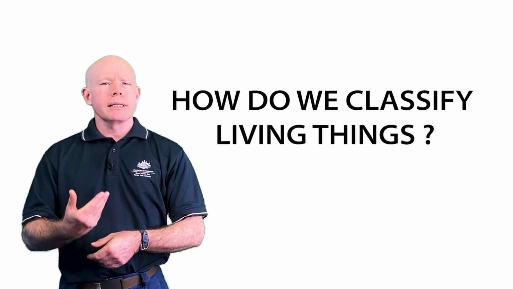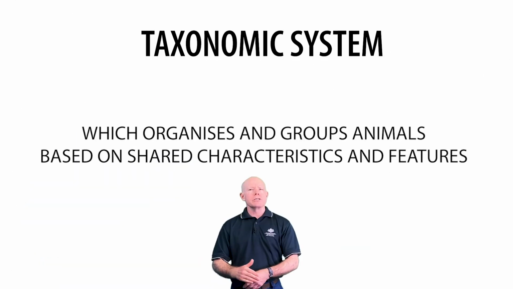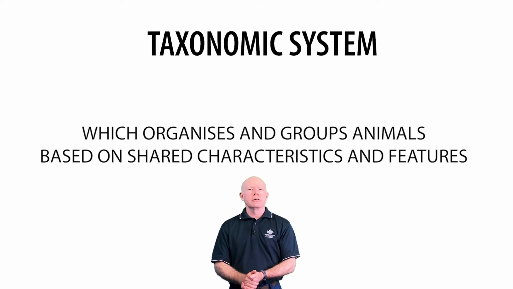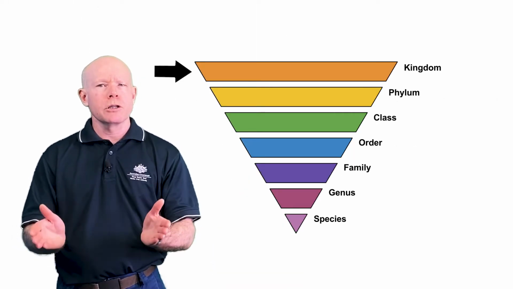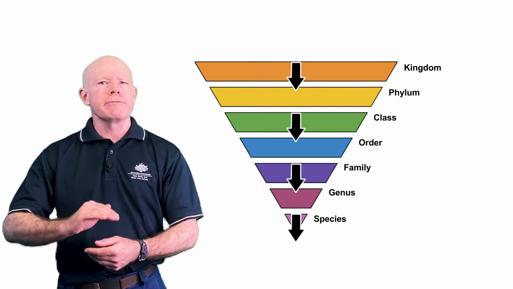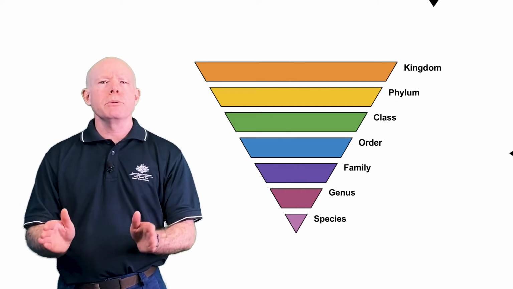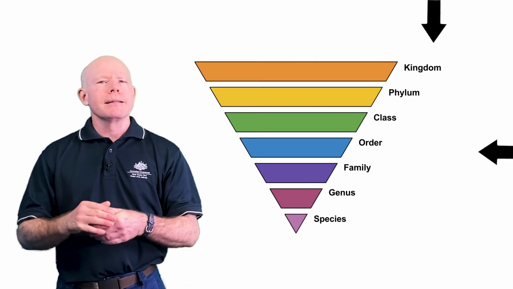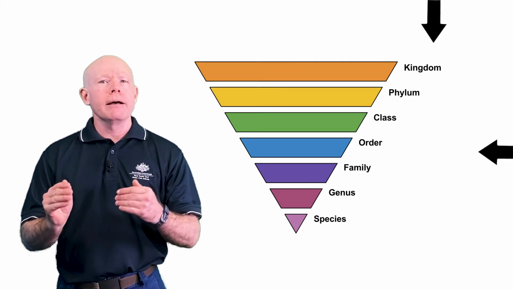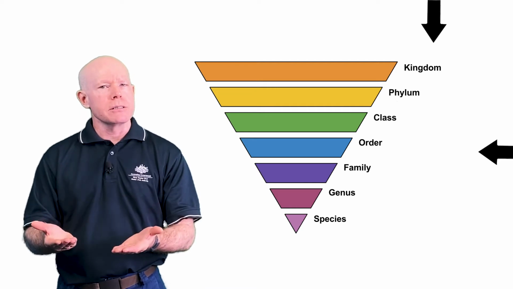We do this using the taxonomic system, which organises and groups animals by shared characteristics or features. This is a hierarchical system which starts very broad and inclusive, and in a stepwise fashion sorts them into groups based upon features those creatures share with one another. Let's look at an example of how we are classified as humans.